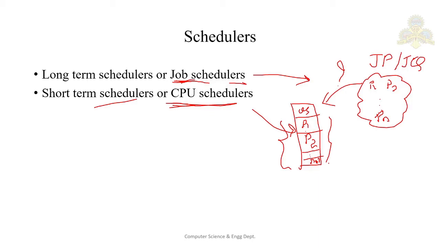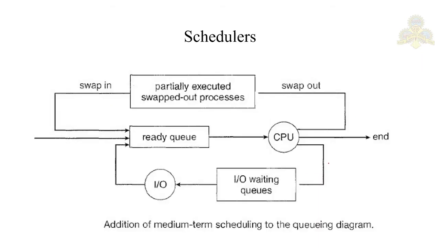Okay. Now, some operating systems, such as time sharing systems, may introduce another type of scheduler called the medium-term scheduler. Why is this medium-term scheduler needed? What is the use of it? The idea behind the medium-term scheduler is that sometimes it can be advantageous to remove processes from the main memory and thereby reduce the degree of multiprogramming. So, what can be done is, I hope you know this portion of the diagram, right?